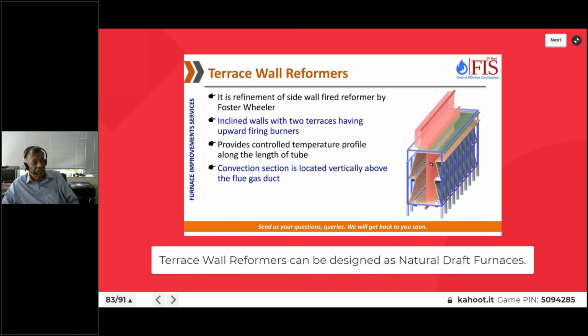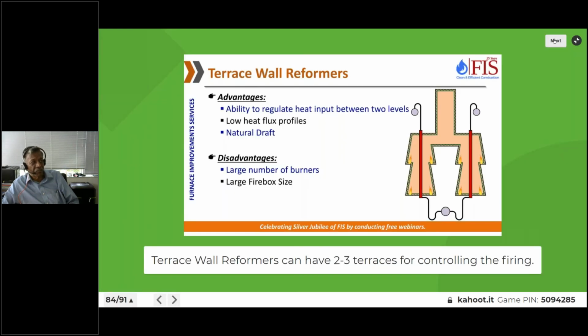And these things can be natural draft. They can have convection section on the top. So there are some advantages of terrace wall reformer. We can have the convection here, and then we have the stack on the top. The largest reformer in the world, which I worked on several years ago for methanol, had 1800 tubes and was a terrace wall design. So you can make these.